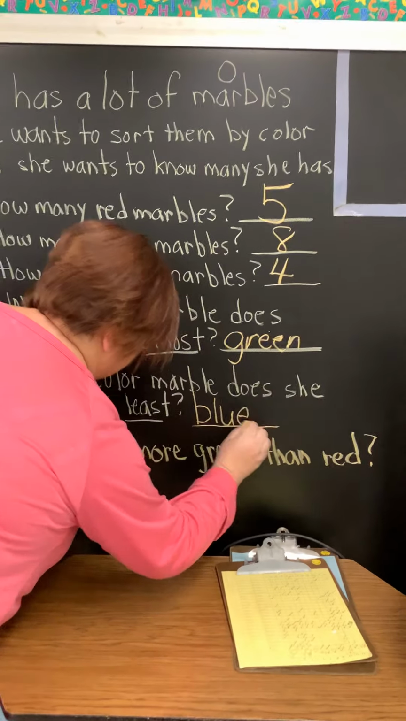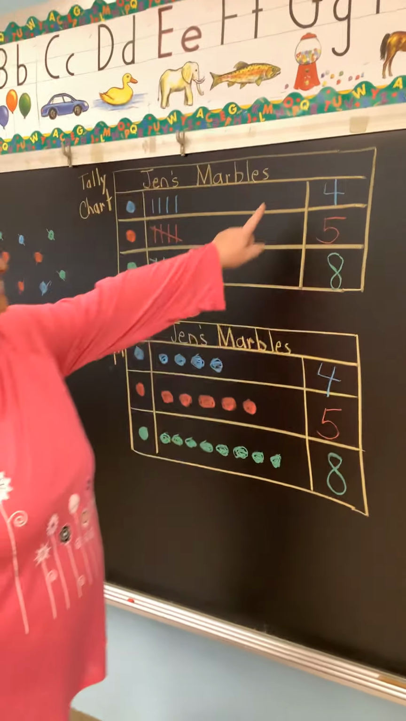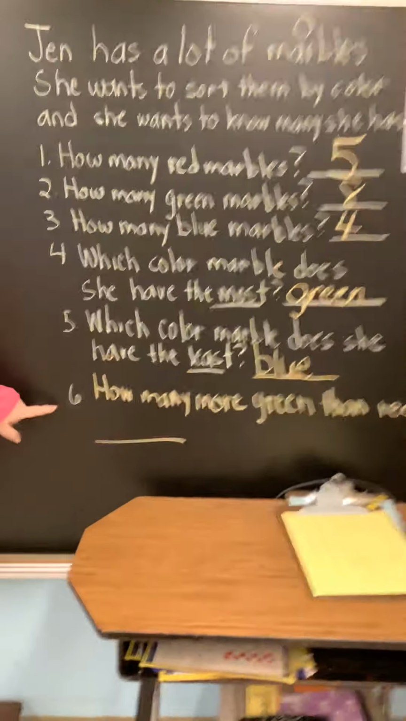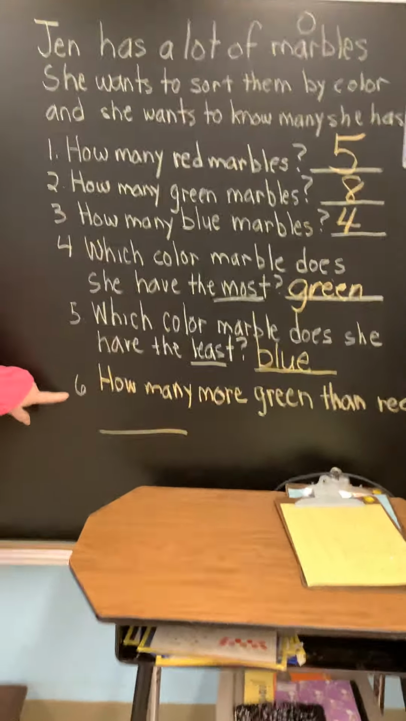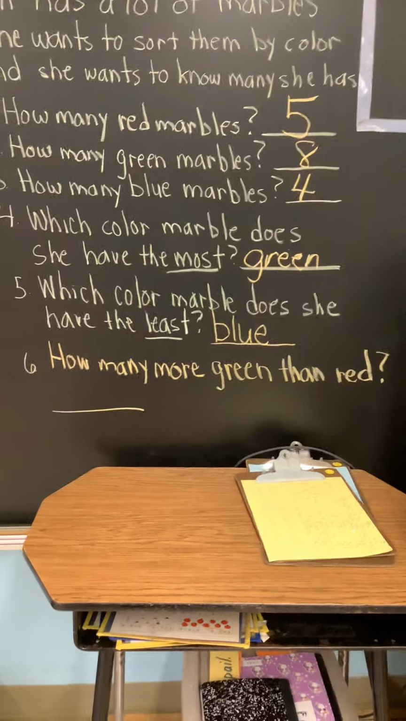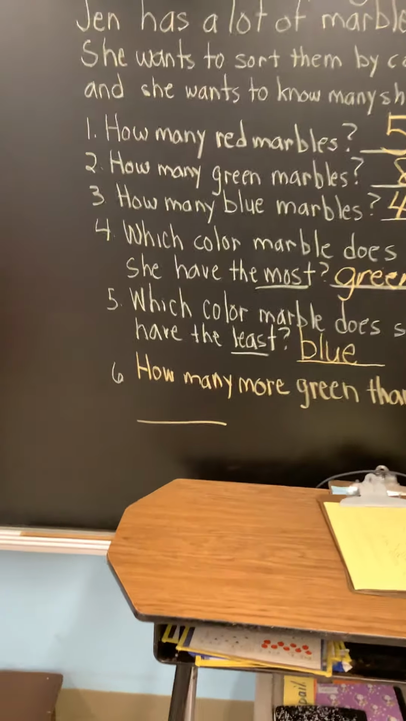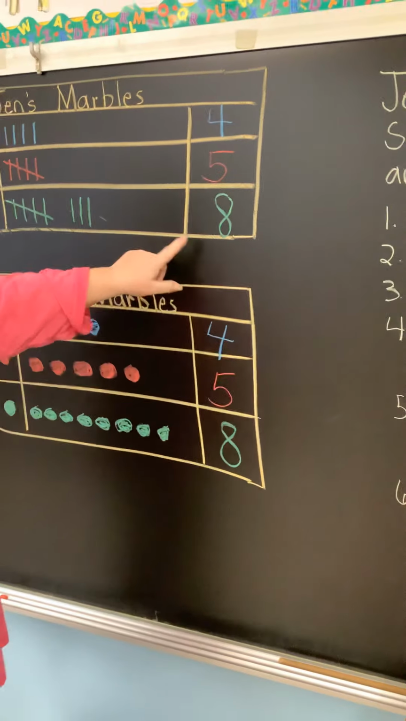So she wrote blue. Was she right? Yes, because look, there's only 4 blue. See? So now the next one, I put that in because it's a little trickier. So it says, how many more green than red?